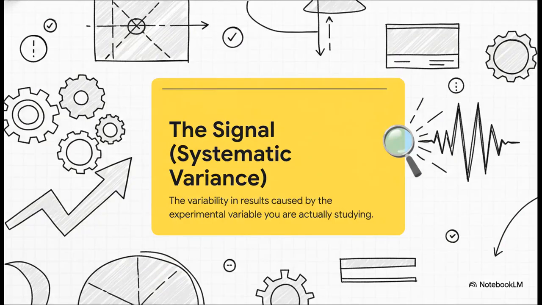First up, we've got the signal. Researchers call this systematic variance. This is the good stuff. It's the variation that you want to find. It's the change in your results that is directly caused by the thing you're testing. A great research design makes this signal as loud and clear as it can possibly be.